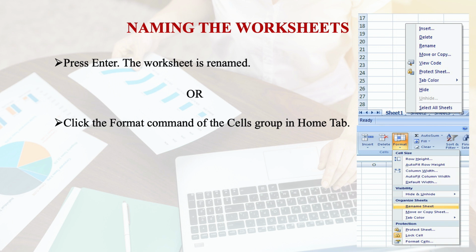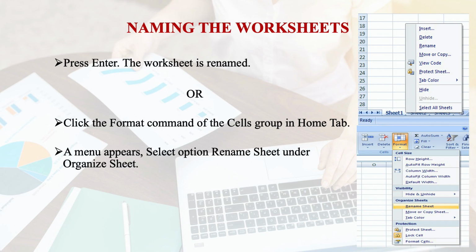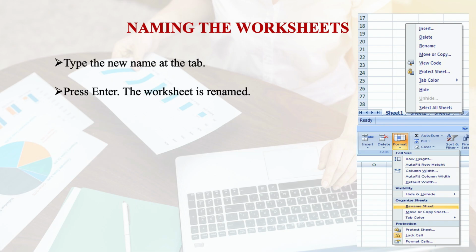Secondly, you can go to the Format command on the Home tab. When you select the Format section, a pop-up window appears, and in this menu you can select the Rename Sheet option, and then you can rename the sheet, and the sheet name will be changed accordingly.